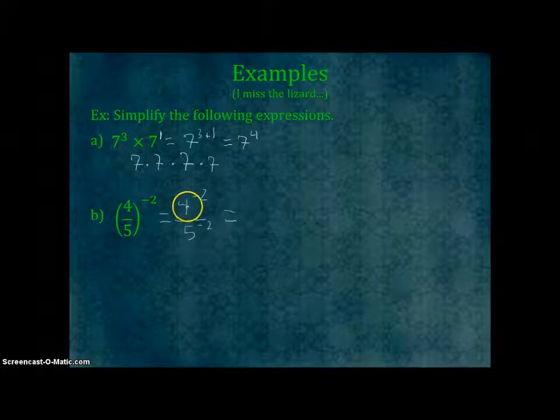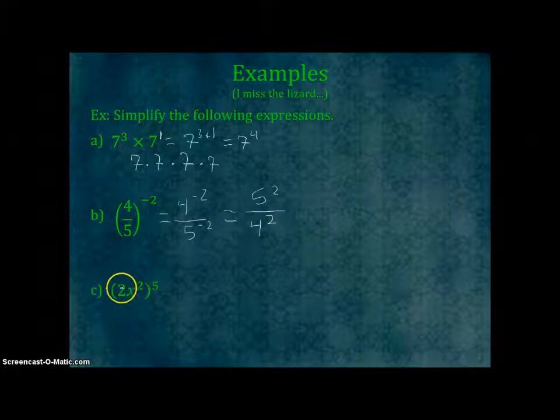So I'm going to switch the 4 to the negative 2 down to the denominator as 4 to the positive 2. And similarly, I'm going to switch the 5 to the negative 2 up to the numerator and make it a positive 2, thus getting us our final solution.